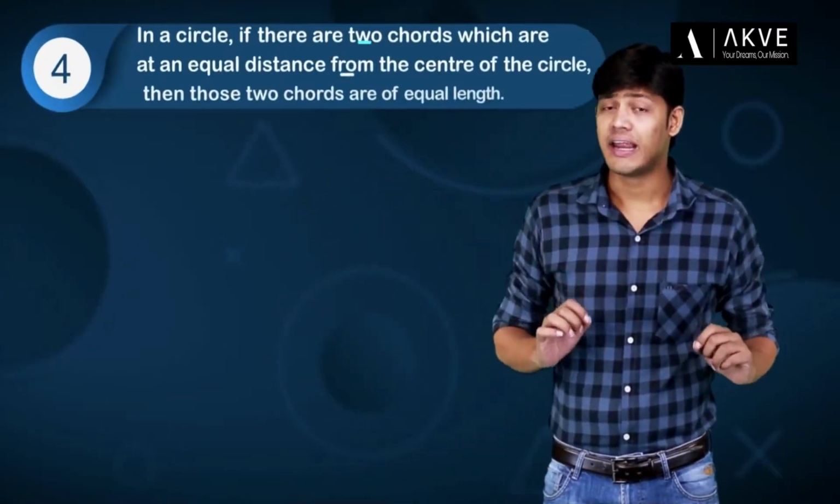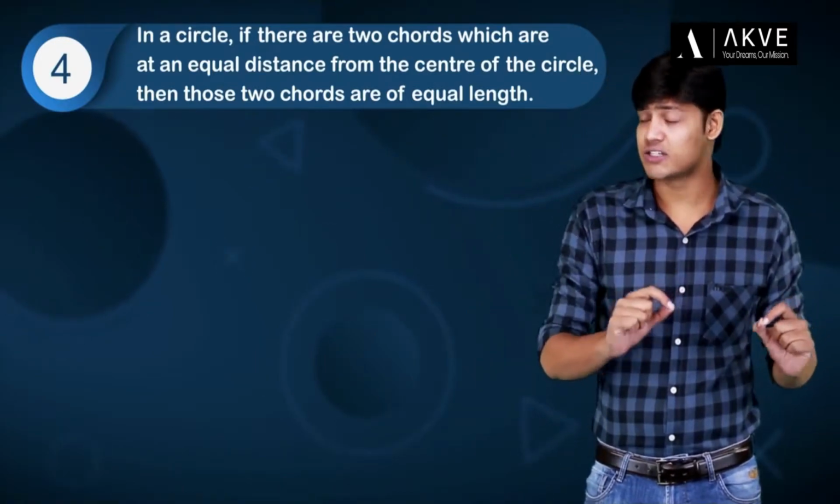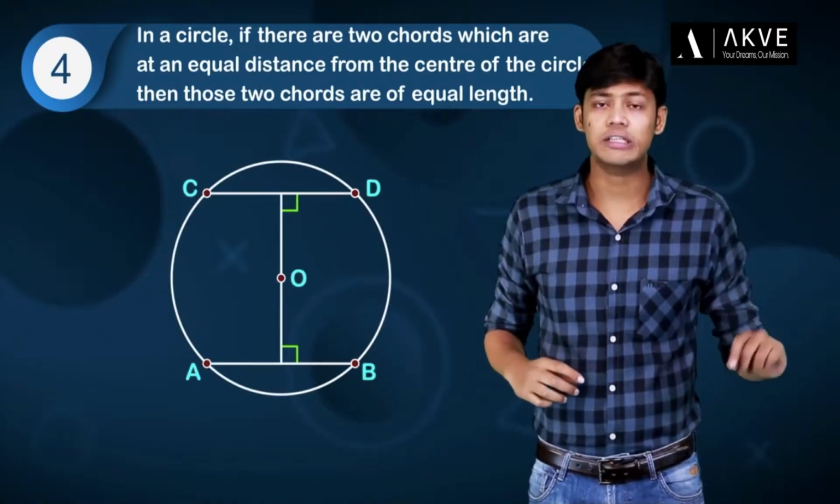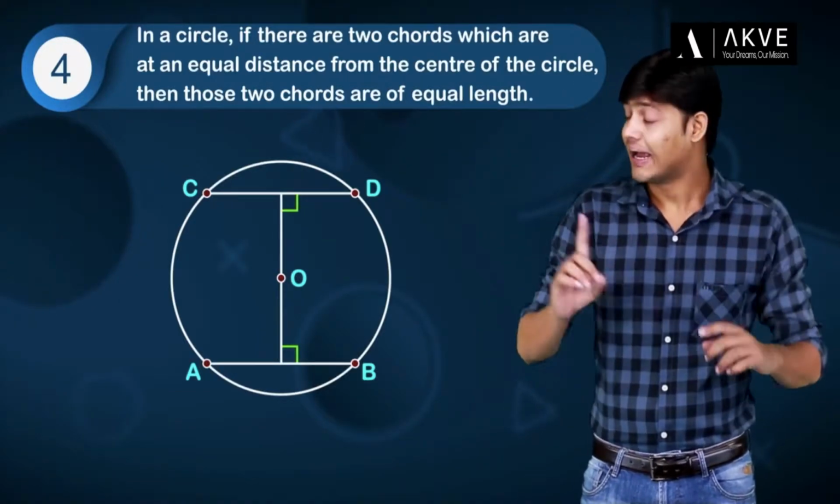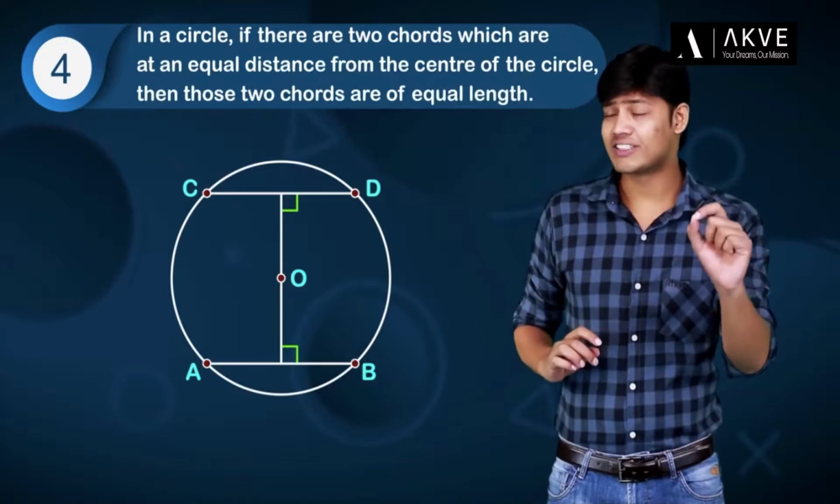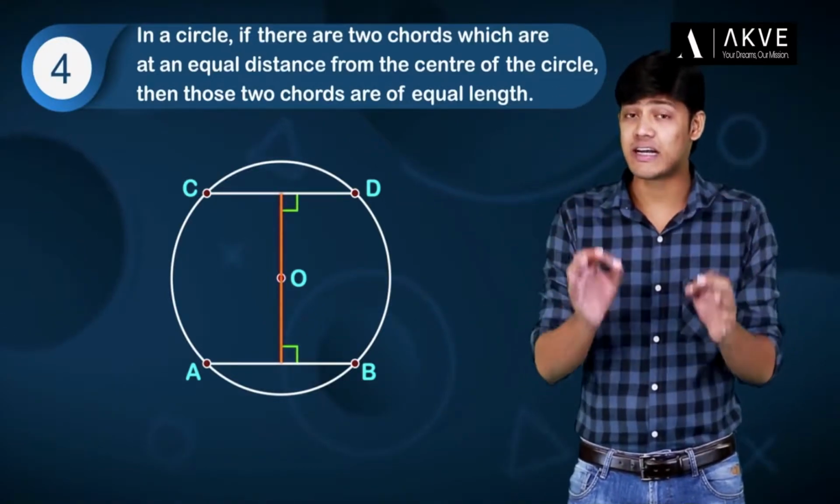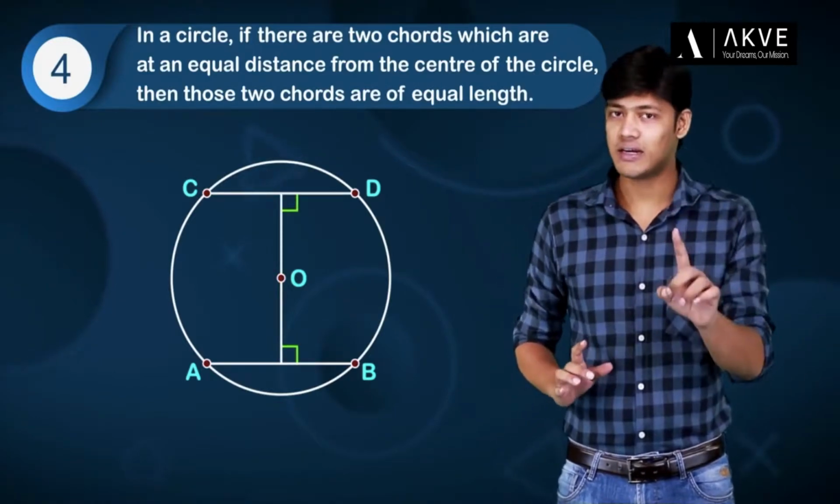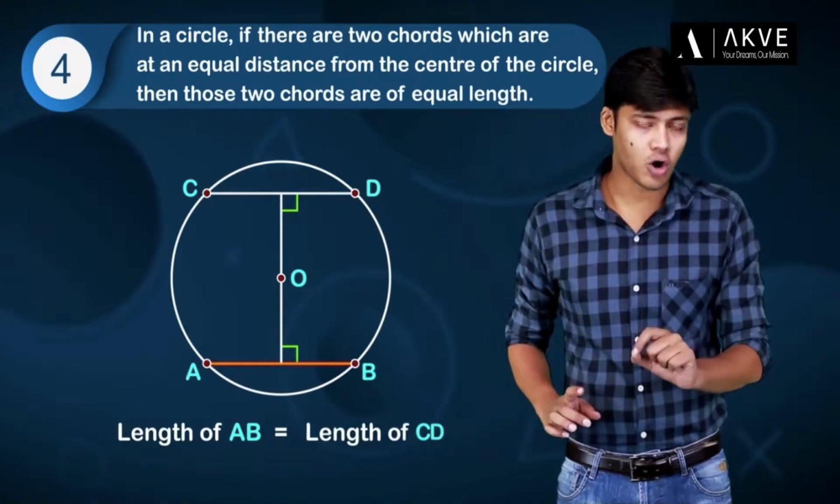The fourth theorem was based on the concept of a distance between a point and a line. That is, in a circle, if there are 2 chords which are at an equal distance from the center of the circle, then those 2 chords are of equal length. That is, in this circle, if the chords AB and CD are at an equal distance from the center of the circle, then the length of the chord AB will be equal to the length of the chord CD.